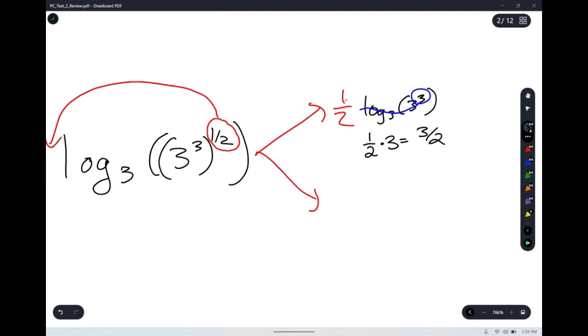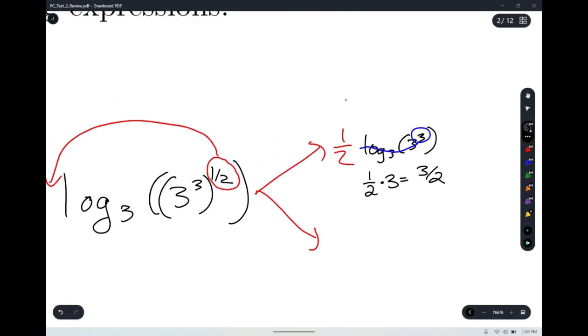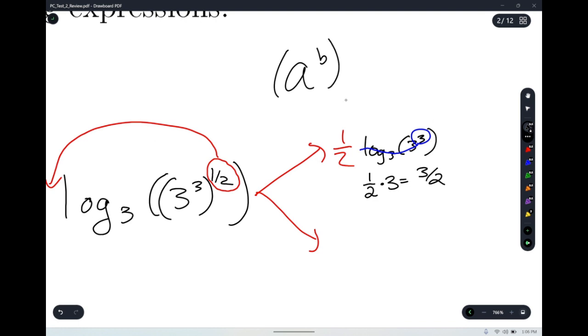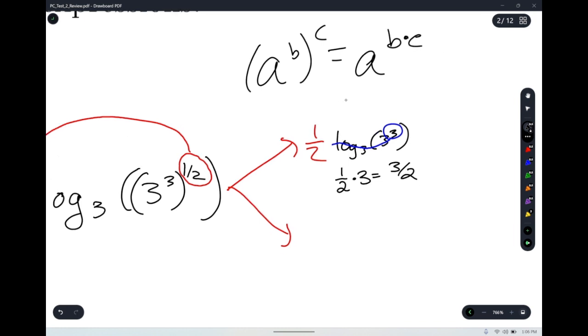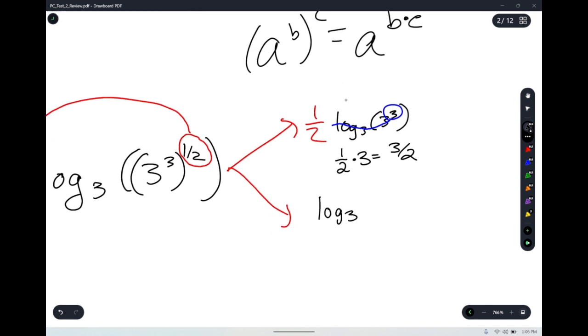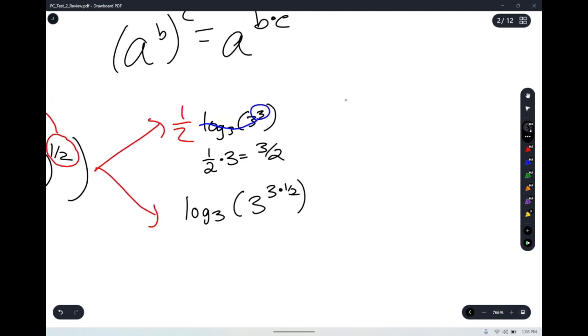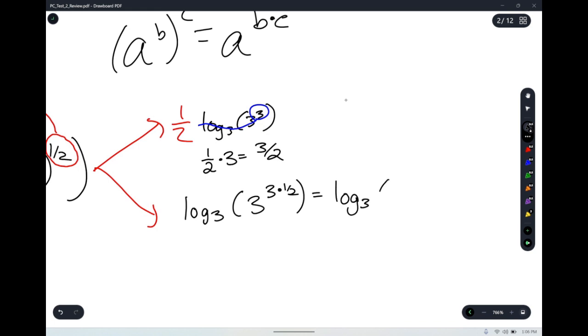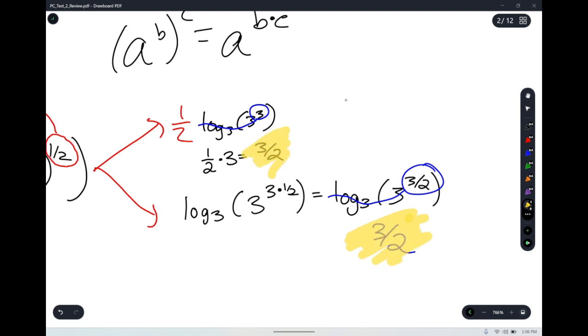But wait, there's more. What if you went the other route? What if you said, I remember exponent rules. I remember that a to the b to the c is technically just what? A to the b times c. So I know that this is just log 3 of 3 to the 3 times 1/2, which is log 3 of 3 to the 3/2. And guess what cancels now? Oh, shoot. Same exact answer. Crazy.